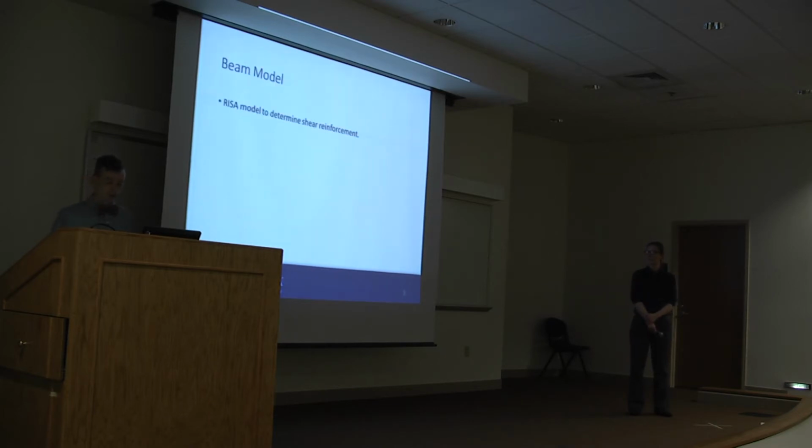So to start the beam, we used RISA again to model the shear reinforcement. We got the shear amount at the beginning of the beam and at the midspan of the beam, and plotted those to get the blue line, which is the demand. To get the capacity of the shear, we had to add in the shear strength of the concrete plus the shear strength of the steel, which is the yellow line, which is called PVN.